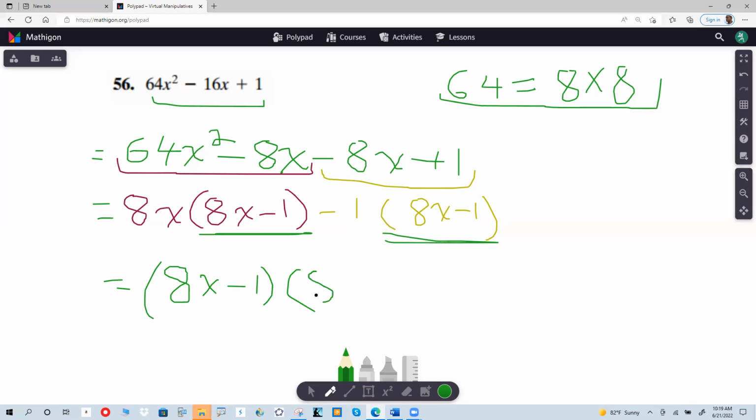And again, I see a sign of hope that I am correct, because I'm left with 8x minus 1 times 8x minus 1. I know it's a perfect square, and I should write it like this. That concludes our P4.